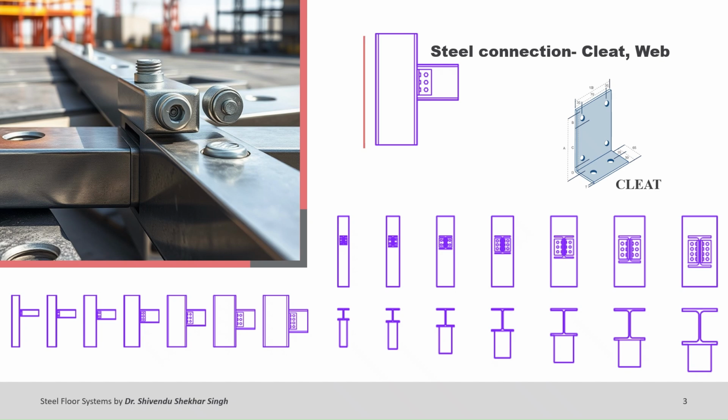A web cleat steel connection is a type of connection that uses an L-shaped steel plate, called a cleat, to connect the web of a beam to the flange of a column. The cleat is typically made of high-strength steel and is bolted or welded to the beam and column. Web cleat connections are used to transfer shear forces and bending moments between the beam and column. They are a simple and effective way to connect beams and columns, and they are often used in steel buildings. It is simple and economical for shear connections.